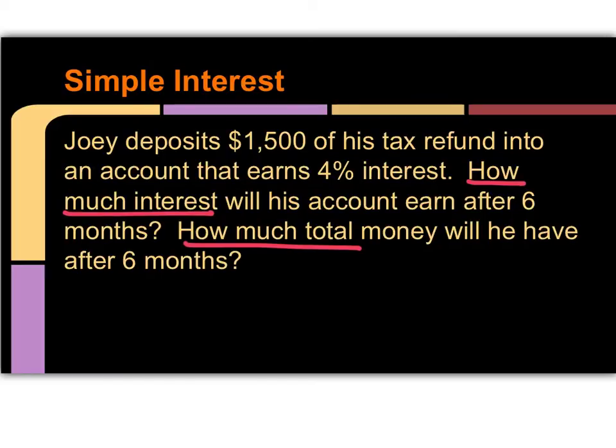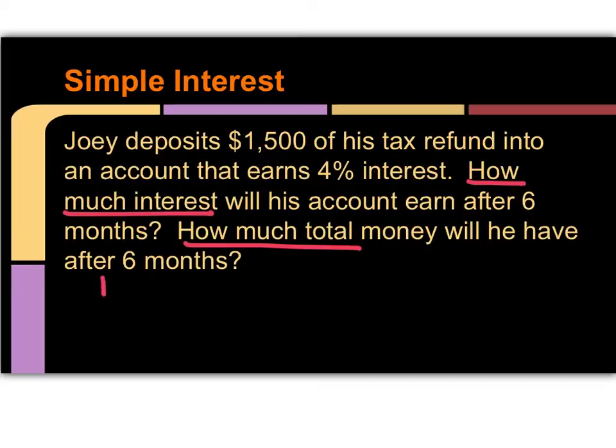Now again, he's depositing money from a tax refund. And you may have heard about tax refunds recently because they were all due in April. Everyone has to go and submit their taxes to the government. And sometimes you get money back from the government. Woohoo! And Joey got $1,500 that he put in the bank for safekeeping. And he earned some money on it.